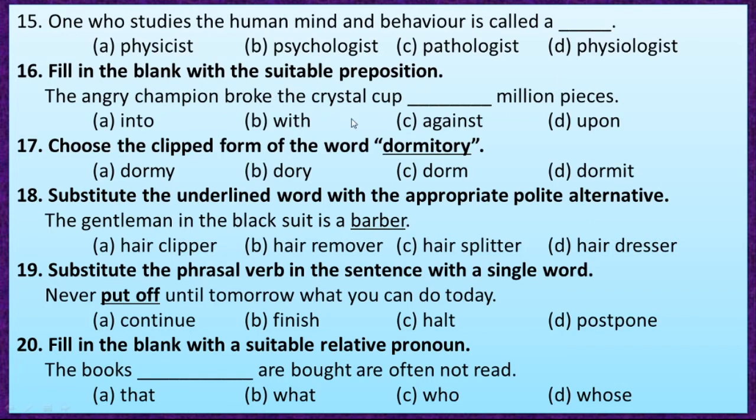You have to write that. This is called preposition, this is called clipped words, this is called polite alternatives, this is called phrasal verb, and this is a relative pronoun. So all this 20 marks covers the optional type questions.